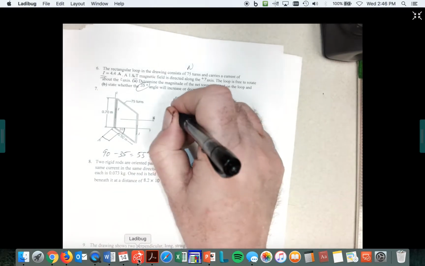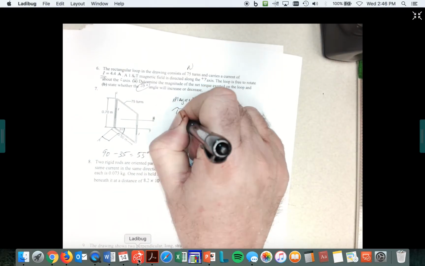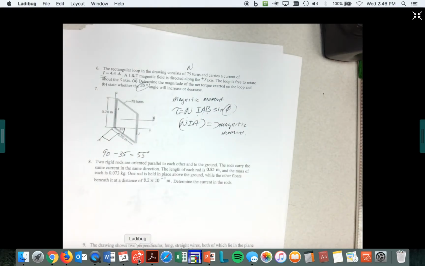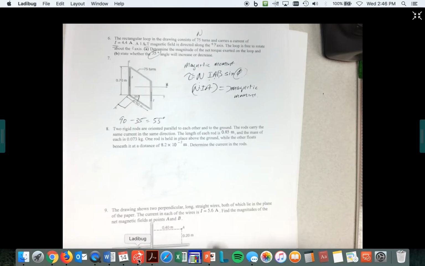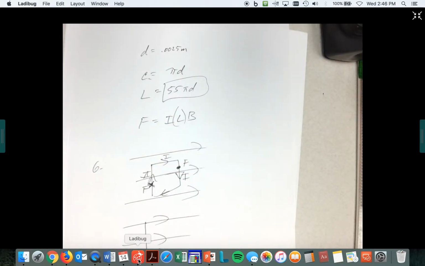This is our torque, and this is our magnetic moment. That was horrible, but that's okay. Now, here's the next thing we're going to look at.